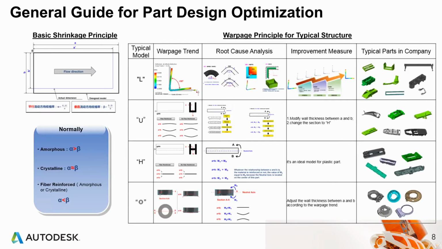We have a general guide for part design optimization. At first, we should clearly understand the basic shrinkage principle, and then based on the features of our products, we simplified to some typical structures. They are L-shape, U-shape, H-shape, and the ring shape. We researched the warpage trend and found out the root cause and improvement measures for each one. And they can explain most of our products.